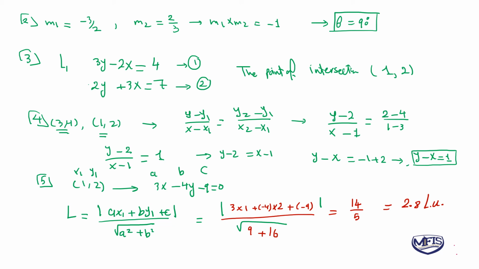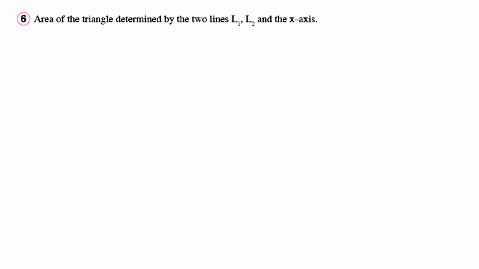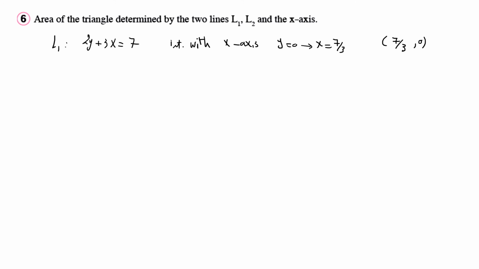This is number 5, the length of the perpendicular from a point to a given straight line. Number 6, we want to find the area of the triangle determined by the two lines L1 and L2 and the x-axis. So we want to find the intersection of L1, which is 2y plus 3x equals 7, with the x-axis. We put y equals 0, so 3x equals 7, so x equals 7 over 3. The point of intersection will be (7/3, 0).